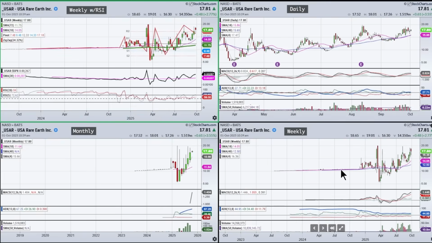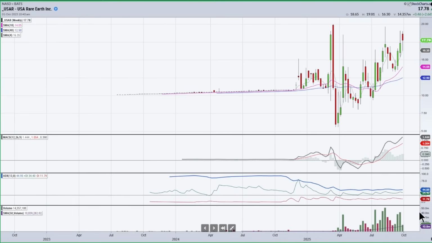All right, USAR. Not a whole lot of history here, but I kind of like the way this is playing out. I do believe 20 is a very important level. I think if we can take out 20 with some strength, look at the volume pattern in this. This has got really good volume.